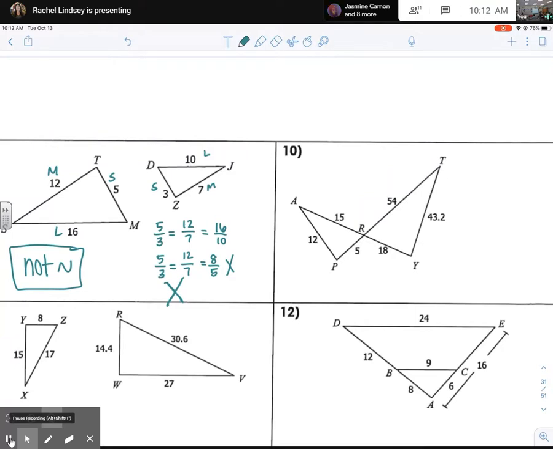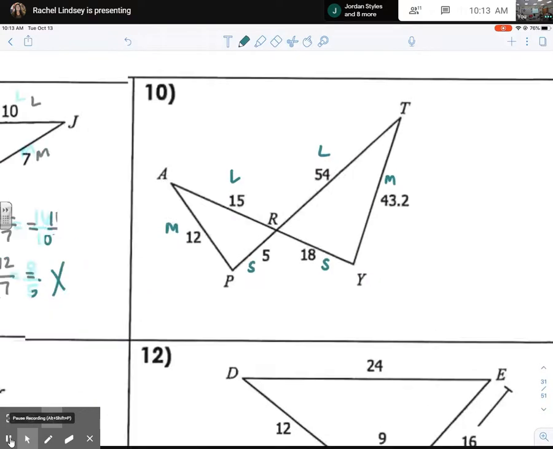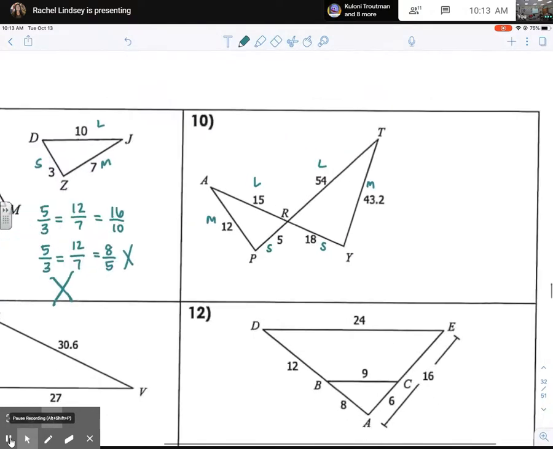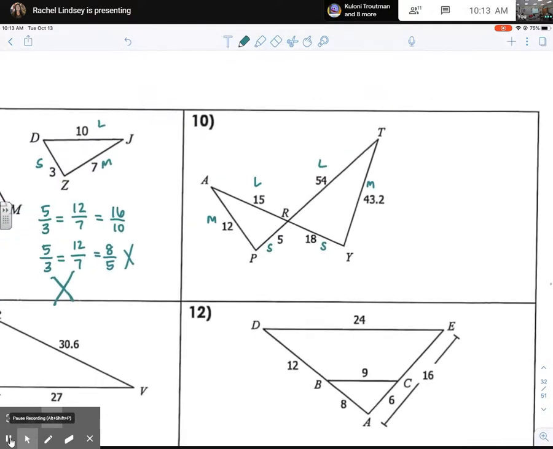Okay, number 10, small, medium, large. So small, medium, large, small, medium, large. Okay, so small over small, 5 over 18. Medium over medium, 12 over 43.2. And large over large, 15 over 54. And then you're going to reduce those fractions and see if they're all the same.